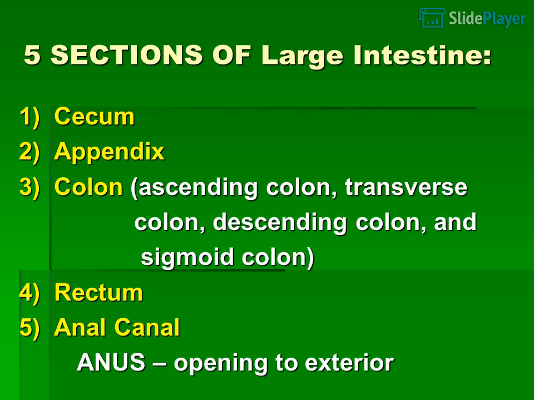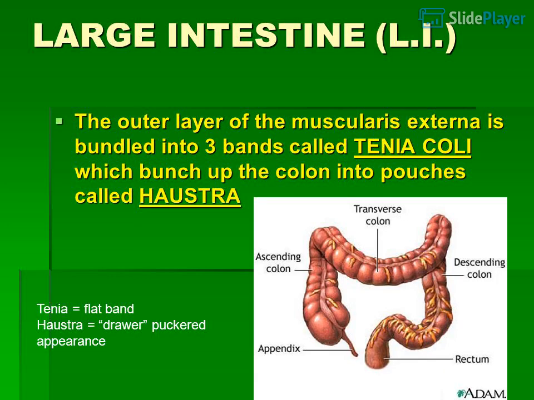5 sections of large intestine. 1. Cecum. 2. Appendix. 3. Colon: ascending colon, transverse colon, descending colon, and sigmoid colon. 4. Rectum. 5. Anal canal. Anus, opening to exterior.